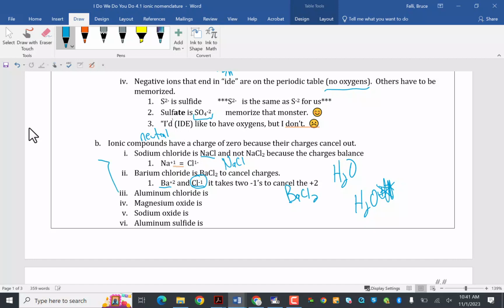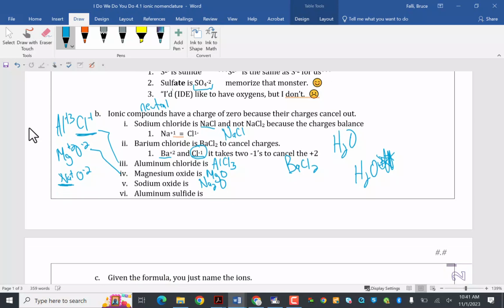Aluminum chloride, I'll do these up here. Aluminum is +3. Chloride is -1. See how it takes 3 chlorides to get to -3? AlCl3. Magnesium oxide, Mg is +2. O is -2. Those equal each other, so I only need 1 of each, MgO. Sodium oxide, sodium is Na +1. Oxide is -2. Uh-oh, I don't have enough positives. I need to have 2 positives to do that.